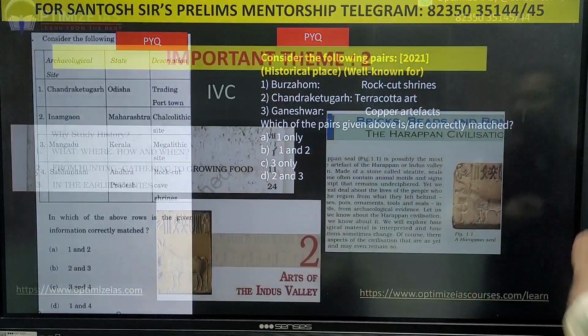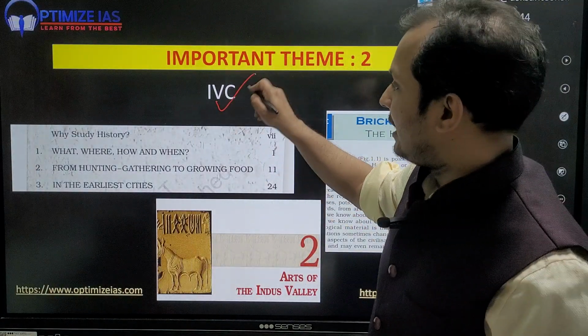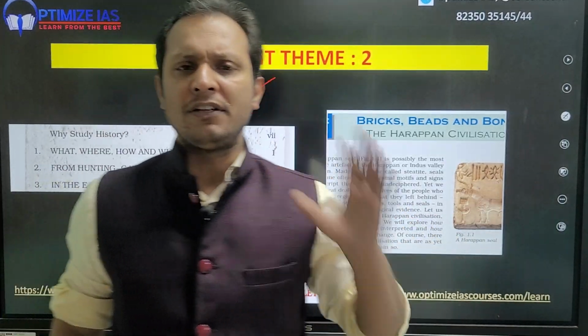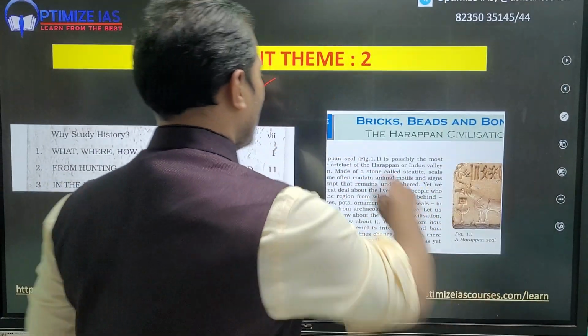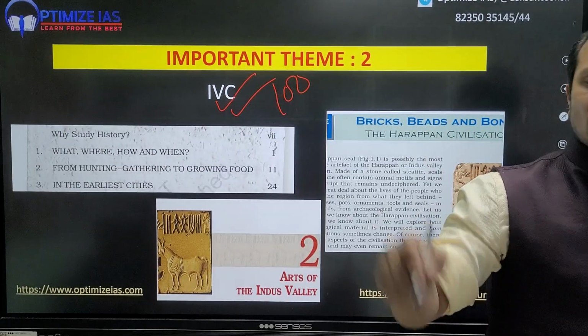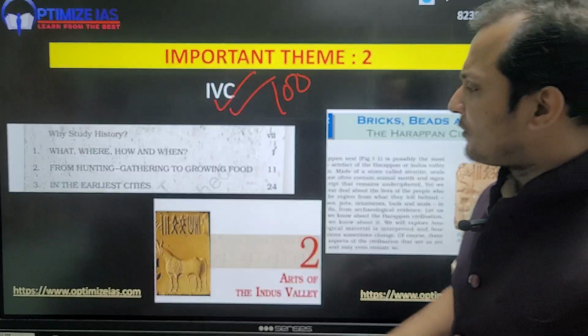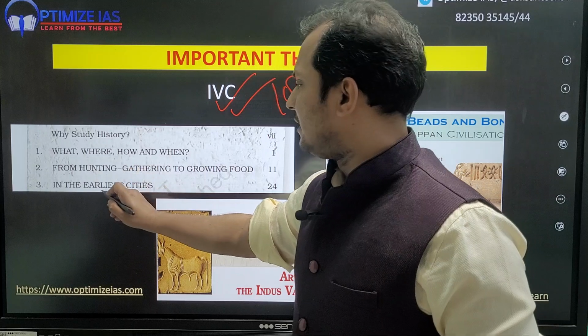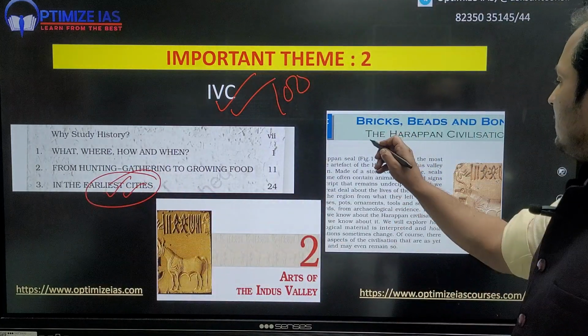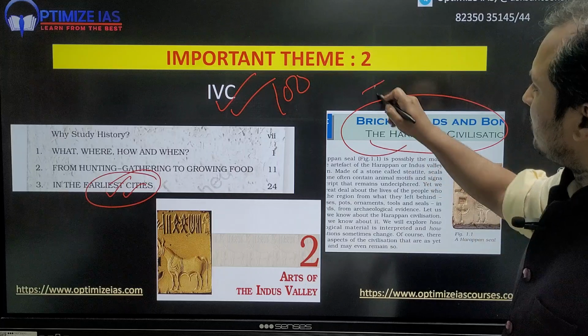So the next theme is the Indus Valley civilization. This is the most important theme for UPSC Prelims 2025 from ancient India. Why? Because 100 years of Indus Valley civilization discovery. Here you have to follow the new NCERT. You can see here in the earliest cities, this chapter you have to read. Then you have to read the themes.